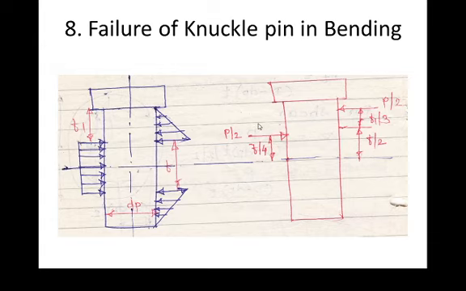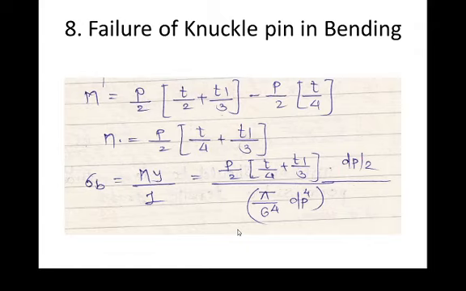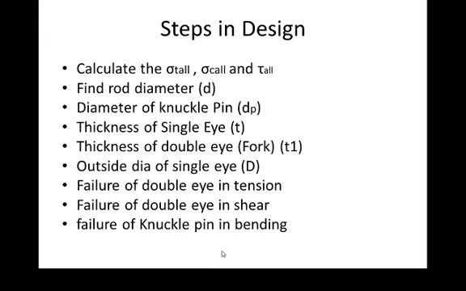Now taking equilibrium and making a summation of forces, we get the formula: bending moment is equal to P by 2 into (t by 2 plus t1 by 3) minus P by 2 into t by 4. After simplification, you will get sigma b m is equal to P by 2 into (t by 4 plus t1 by 3). Now using the flexure formula, we know M by I is equal to sigma by y. Therefore sigma is equal to M into y divided by I, and finally you will get the formula of bending stress. This value of the bending stress should be less than SYT by Fs. Now this is the last step in the design of our knuckle joint.